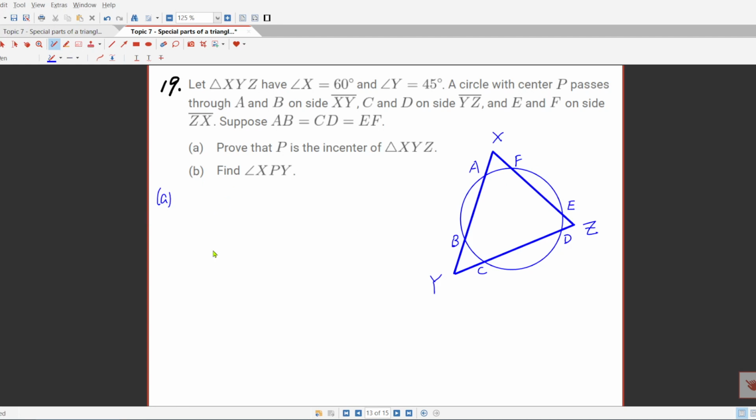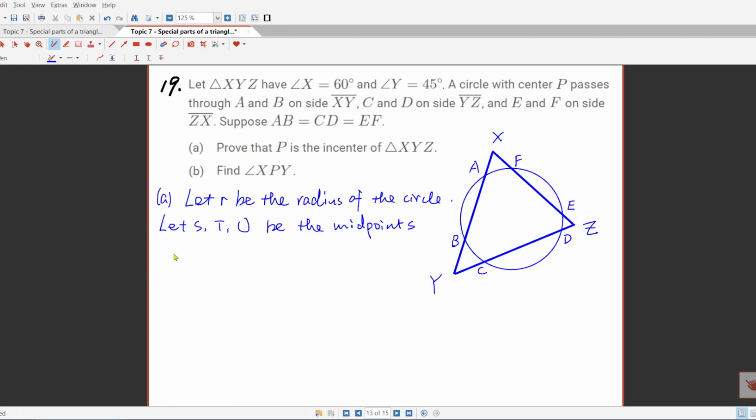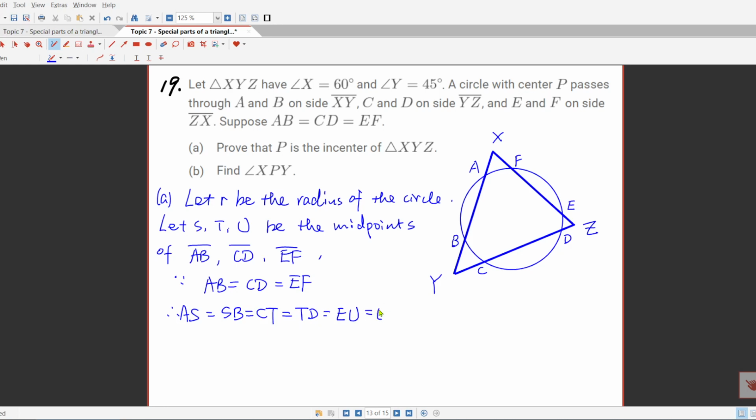Then prove that P is the incenter of triangle XYZ. So we could let R be the radius of the circle. Then let S, T, and U be the midpoints of AB, CD, and EF respectively. Since AB equals CD equals EF, we get AS must equal SB must equal CT equals TD equals EU equals UF, right?